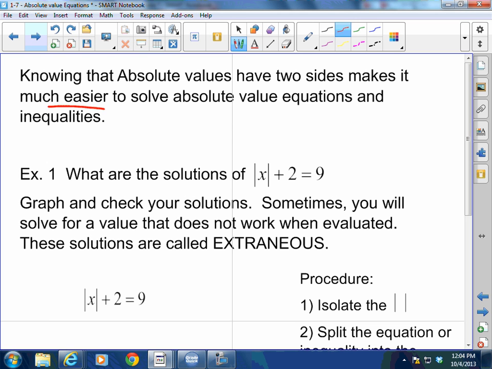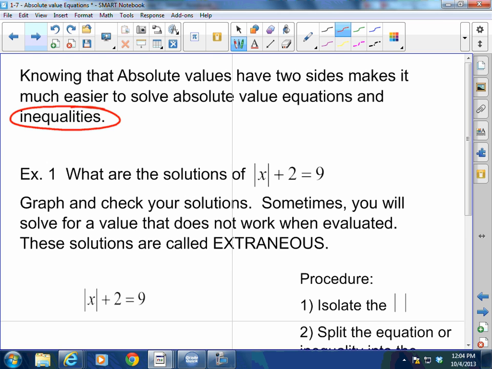We're not going to talk about inequalities today. I thought that it was included in your book, but it's not. We're going to talk about absolute value inequalities when we get to the chapter on inequalities. So when we get to that chapter, we're already a little bit of a step ahead.